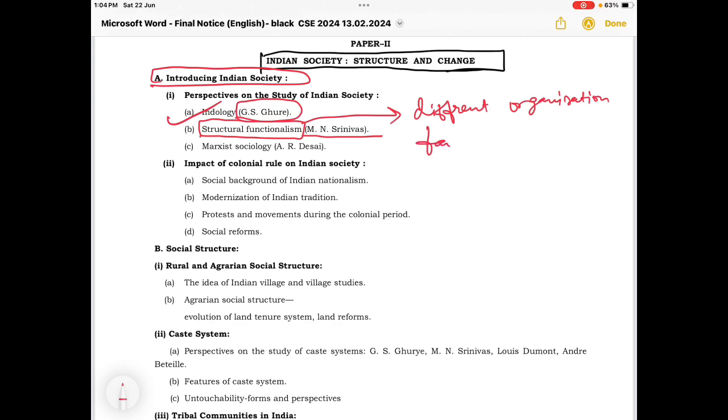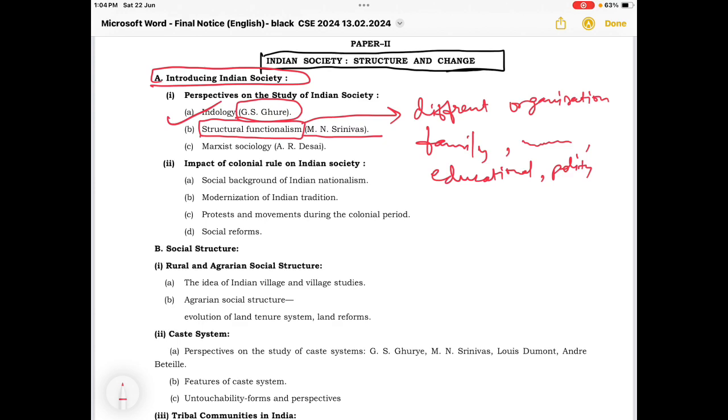Like you will read about the family as an institution, marriage as an institution, education as an institution, polity as an institution. They all are institutions, and they all work in tandem. If they work in tandem, then our society progresses and becomes functional. That's why they are called structural functionalists.